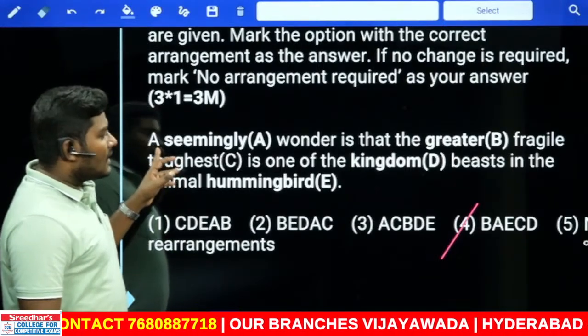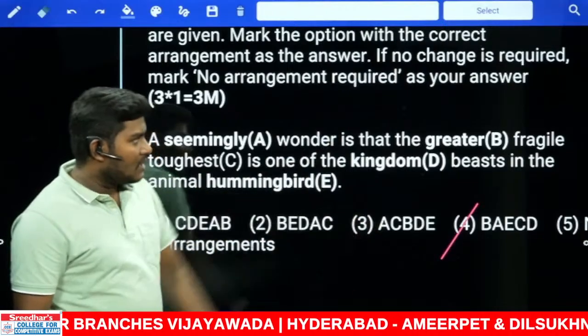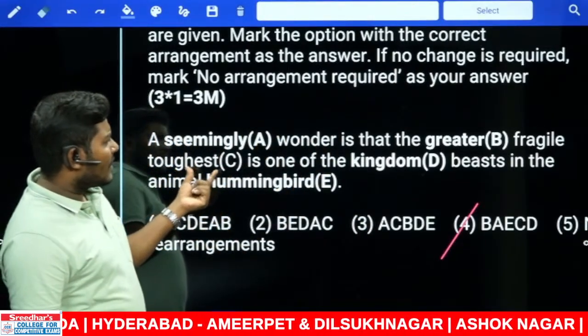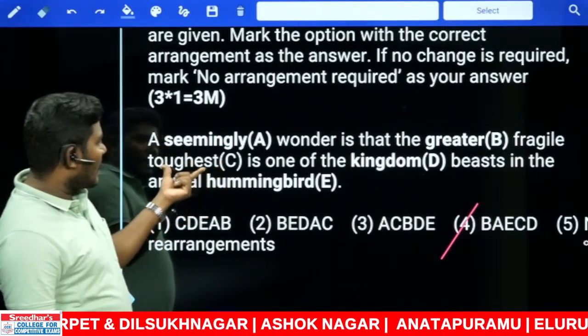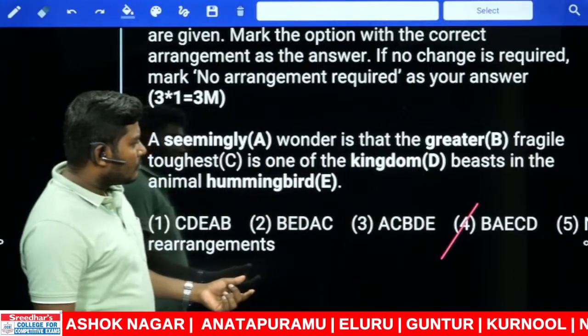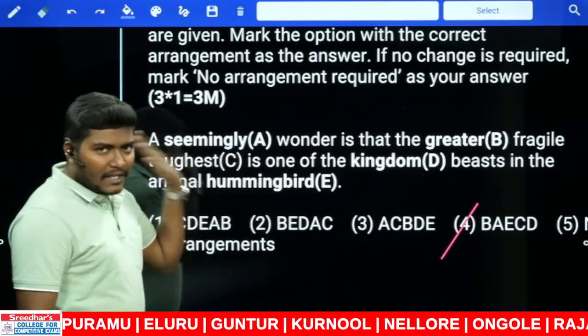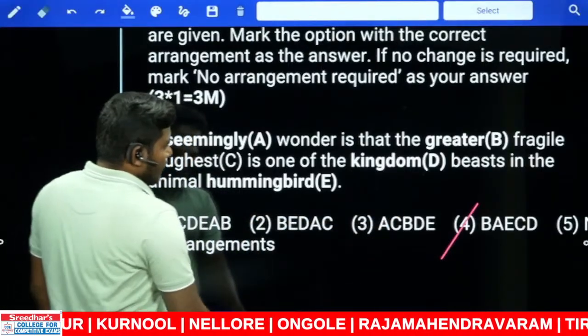Let us start with the answer. Okay, first one. A greater wonder is that I'm reading the answer. Okay, the seemingly fragile toughest. Fragile. What is another word immediately? Hummingbird. Fragile hummingbird. It is not highlighted here. Fragile hummingbird is one of the what toughest beasts in the animal kingdom. Absolutely correct answer. Answer should be used with the fourth one. Next 146.